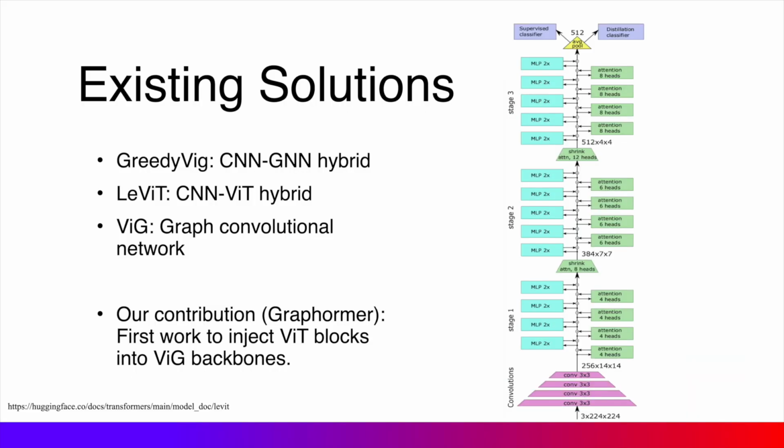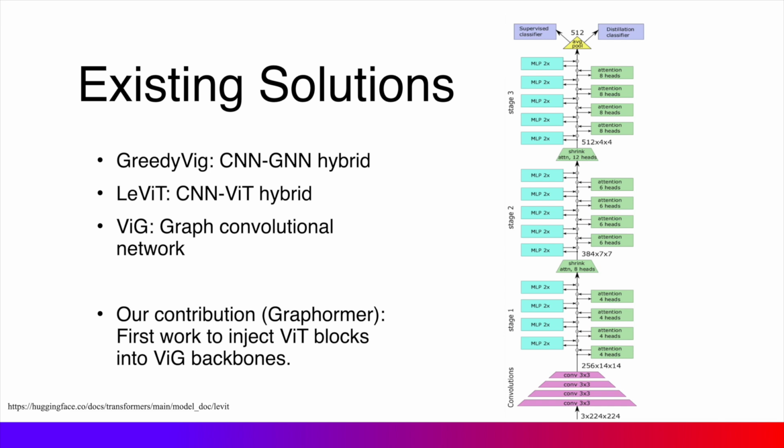During our literature review, we studied three state-of-the-art hybrid/graph-based image classifiers. Greedy ViG blends CNNs with GNNs. LeViT integrates CNNs and vision transformers. ViG is a novel isotropic architecture which uses graph convolutions instead of attention. However, no existing model explicitly injects full transformer blocks into the ViG architecture.